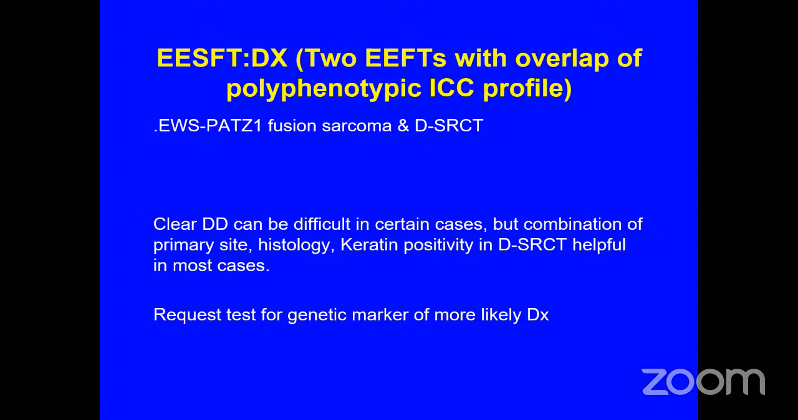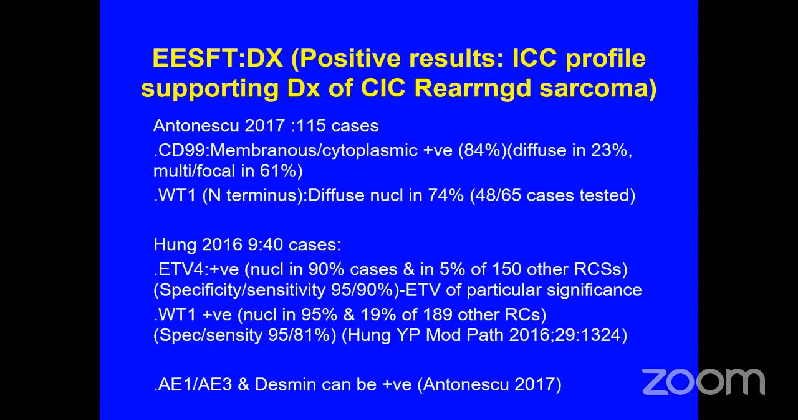When you have done that differentiation, you are ready to request the genetic marker of the more likely diagnosis, that is the EWSR1-PATZ1 fusion sarcoma or desmoplastic small round cell sarcoma. Now we move on to the last tumor in this series, and that is the CIC-rearranged sarcoma.